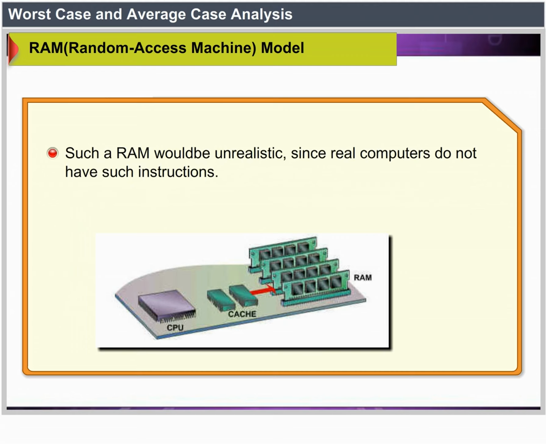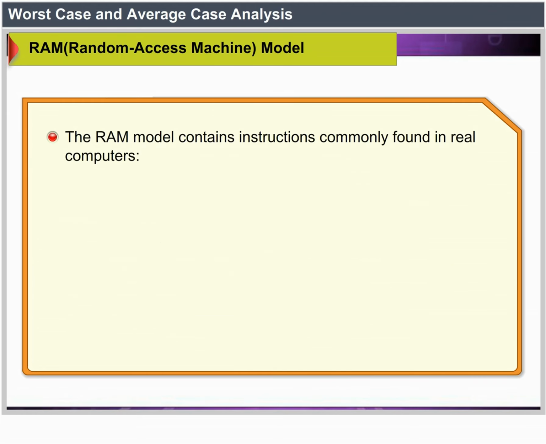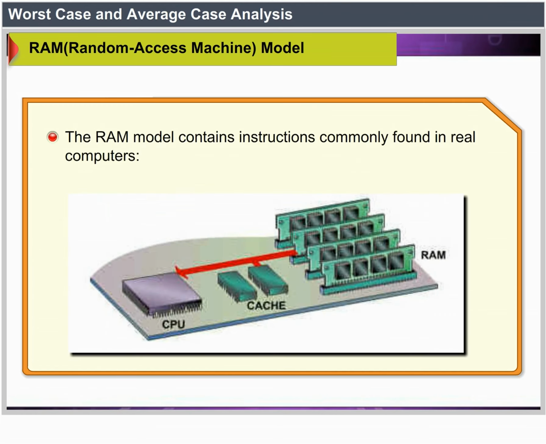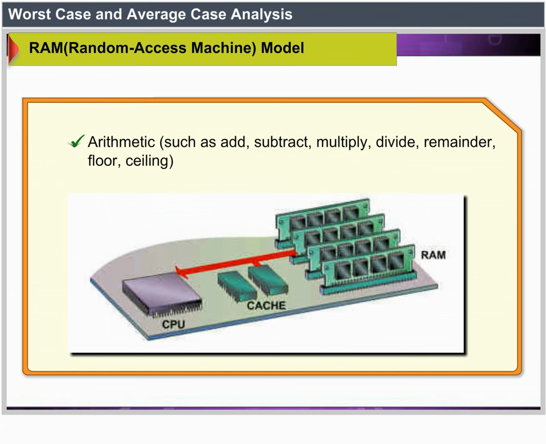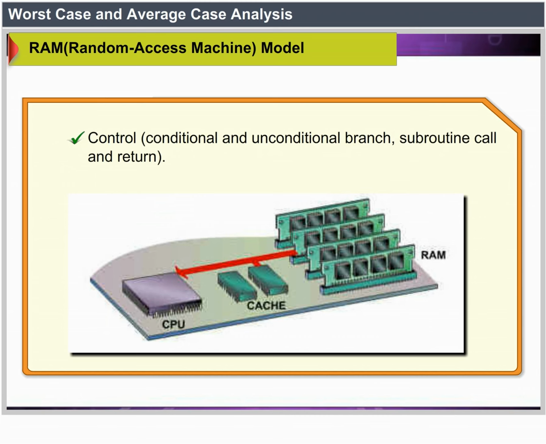How are real computers designed? The RAM model contains instructions commonly found in real computers. Arithmetic, such as add, subtract, multiply, divide, remainder, floor, ceiling. Data movement, such as load, store, copy, and control, such as conditional and unconditional branch, subroutine call, and return. Each such instruction takes a constant amount of time.